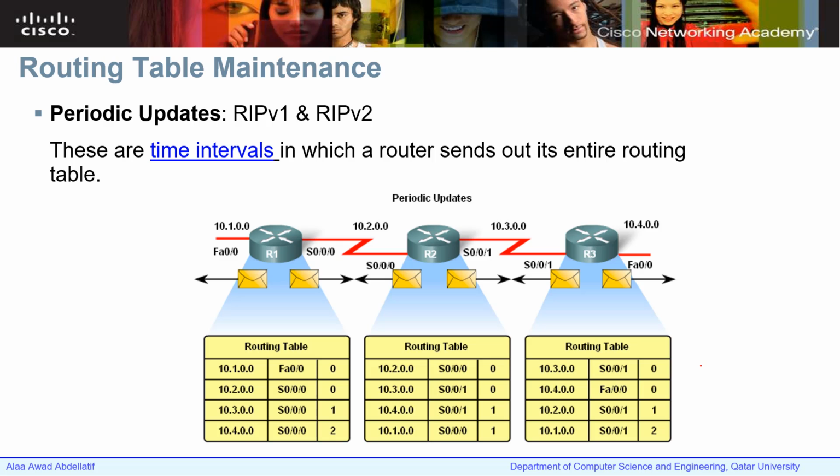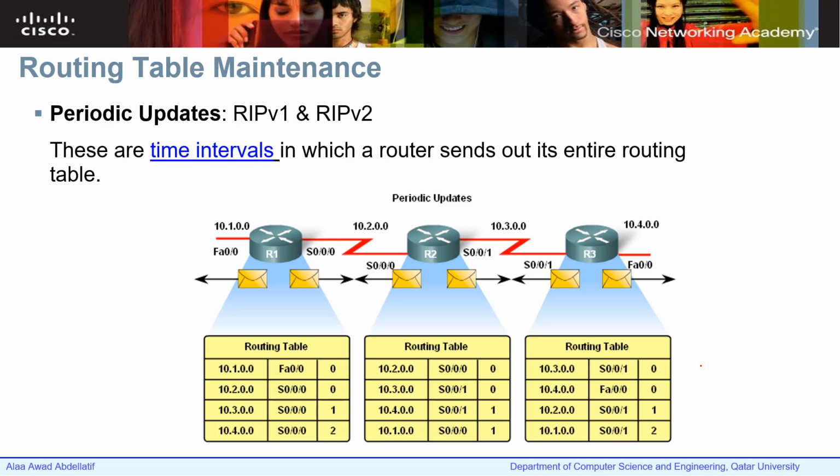All the previous discussion was general for all distance vector routing protocols. Now, specifically for RIP version 1 and RIP version 2, we have periodic updates. Time in periodic updates means the time intervals in which a router sends out its entire routing table. So we have routing updates at each fixed or constant time interval. We will send the entire routing table and exchange routing tables between different routers. Even if we reach convergence and we build our routing tables, every constant time interval we will exchange these routing tables.